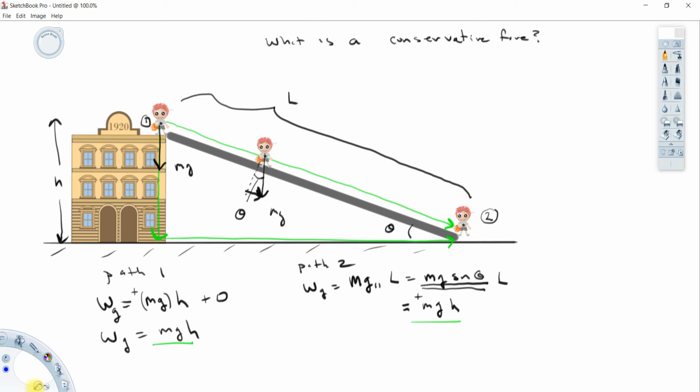And that's what a conservative force is, right? It's a force where the work done does not depend on path. The word not, very important, does not depend on path taken.